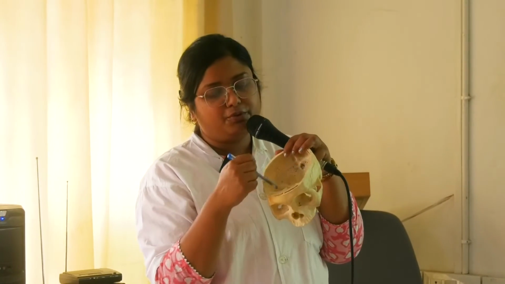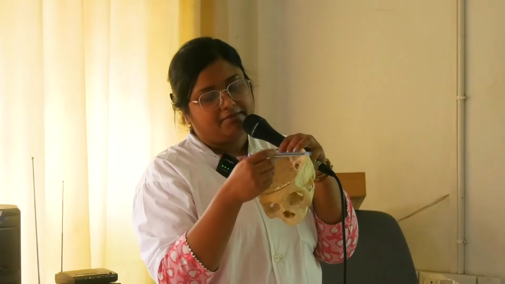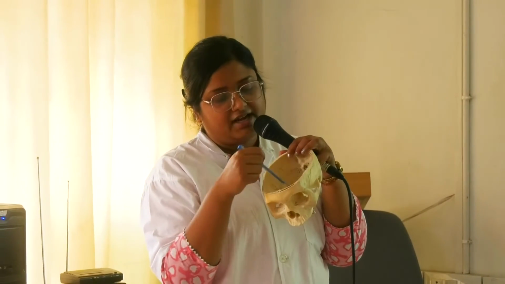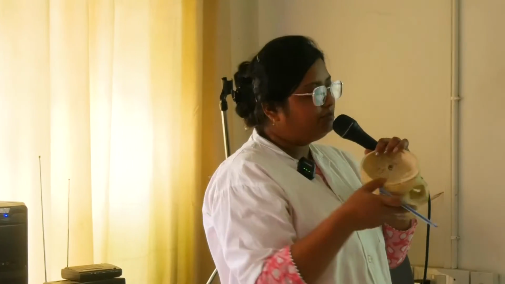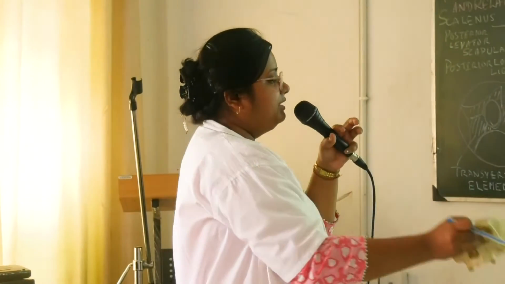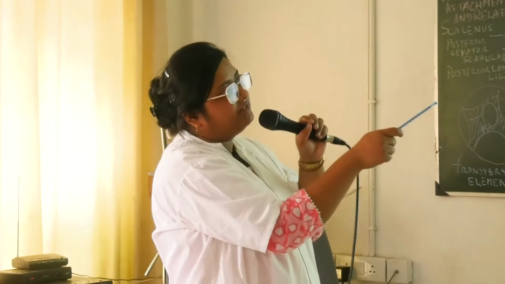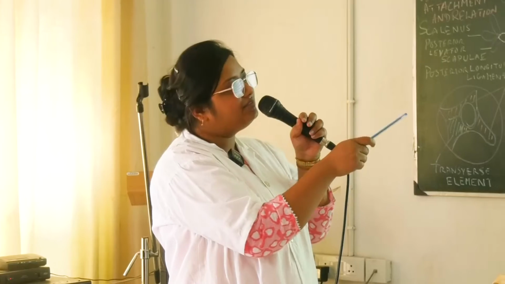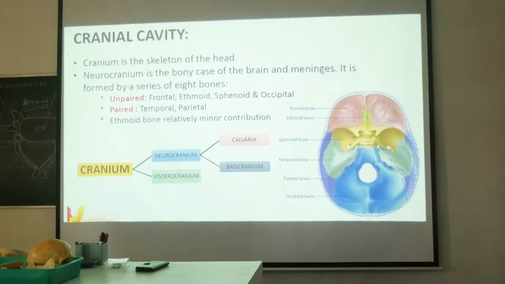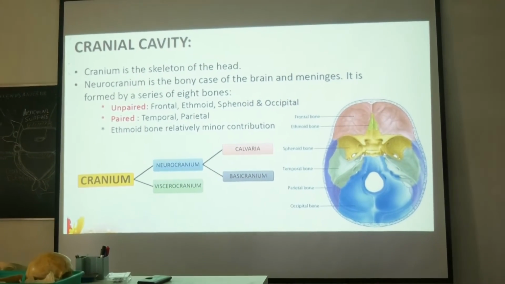Here are the 2 temporal bones, 2 parietal bones, and posteriorly there is the occipital bone. So all these bones are together forming the base of the skull. And the ethmoid bone forms a relatively minor contribution. See there, the pink colored bone is the frontal bone, the small green colored one is the ethmoid bone.